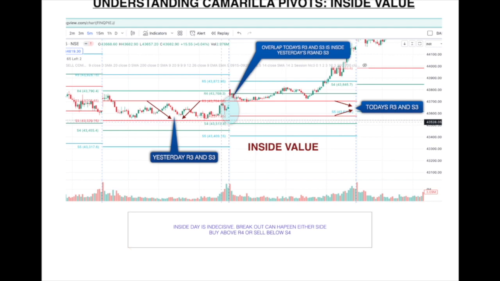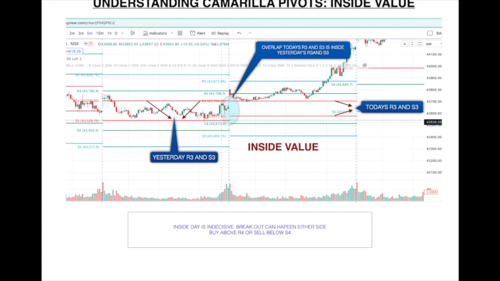Any pullback to R3, consolidation, and breakout above R4 is going to be a breakout day. You will get a very good risk reward ratio, and you can keep a tight stop loss below R3. So that is the first condition.